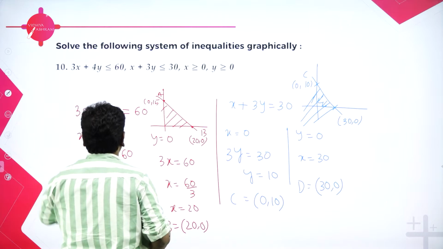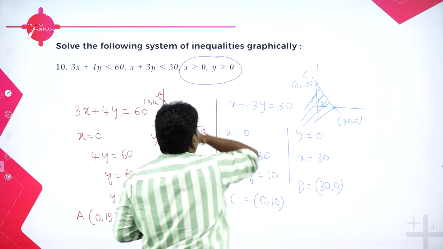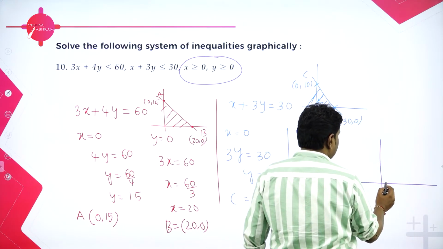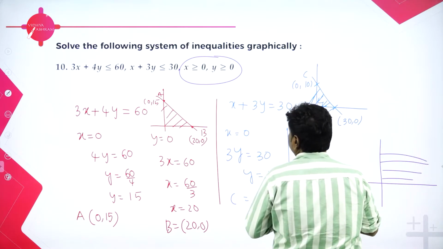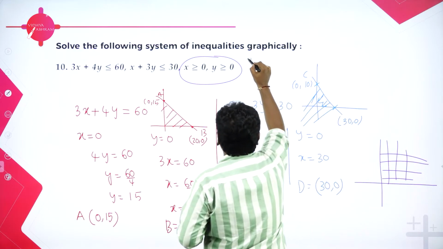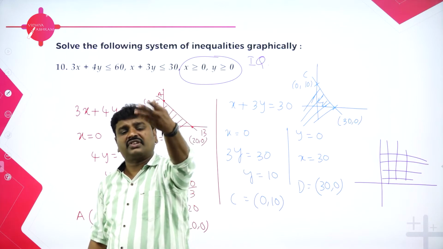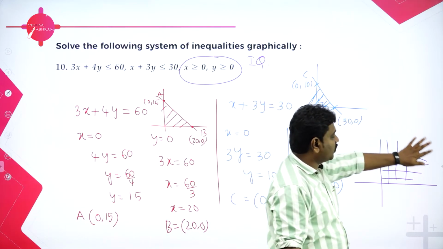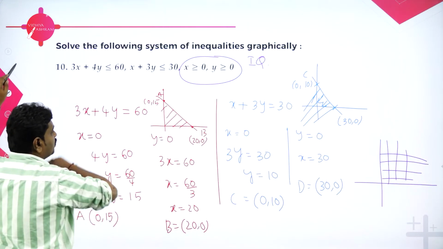Then the last line is x greater than or equal to 0, and y greater than or equal to 0. My dear students, x greater than 0 means right side, y greater than 0 means above. Means x greater than 0, y greater than 0, we say first quadrant. x equal to 0 is the y-axis, y equal to 0 is the x-axis. x positive, y positive means first quadrant. So the graph should be retained only in the first quadrant. No need to draw the rest. Most important, I can say.